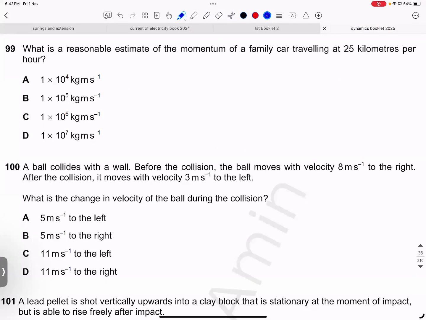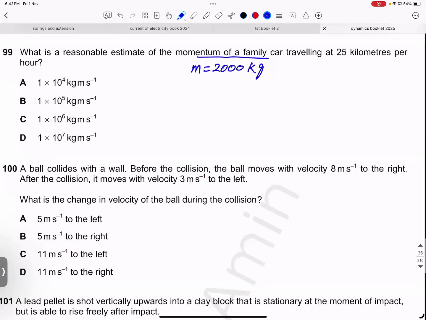Question number 98. What is a reasonable estimate of the momentum of a family car with 25 km/h speed? Estimates, in chapter 1, I told you, the family car mass you can take roughly from 1500 till 2000. So I'm taking the mass as 2000. Just for your information, my car's mass is 3200 kilograms. It's also a family car. His car is small. So on average, I wrote a mass for you.